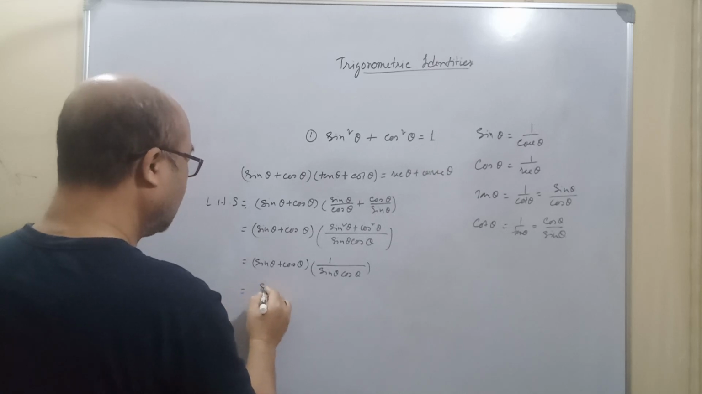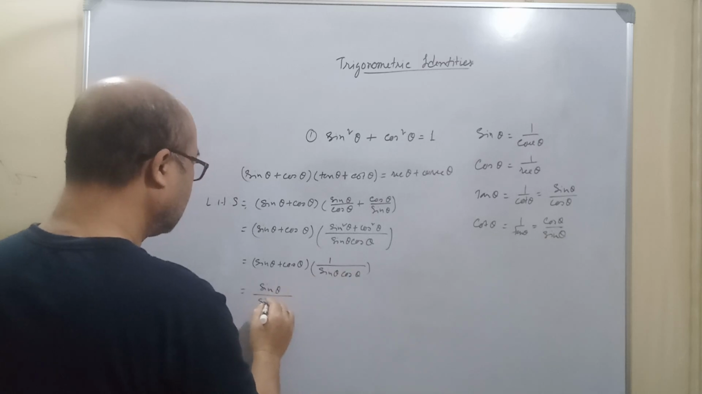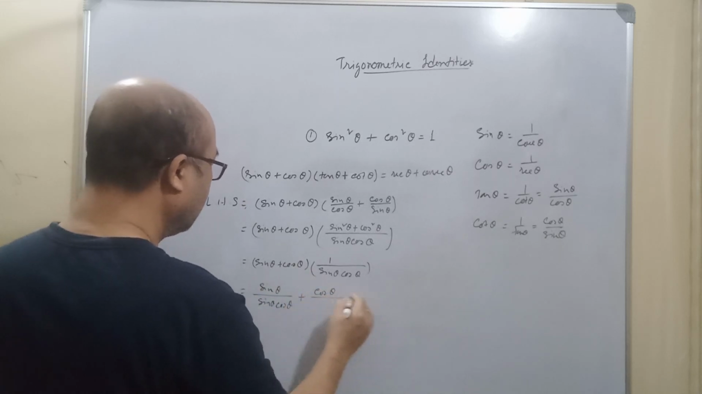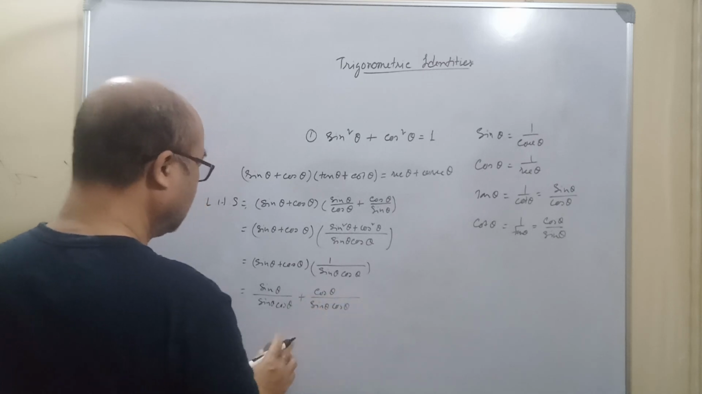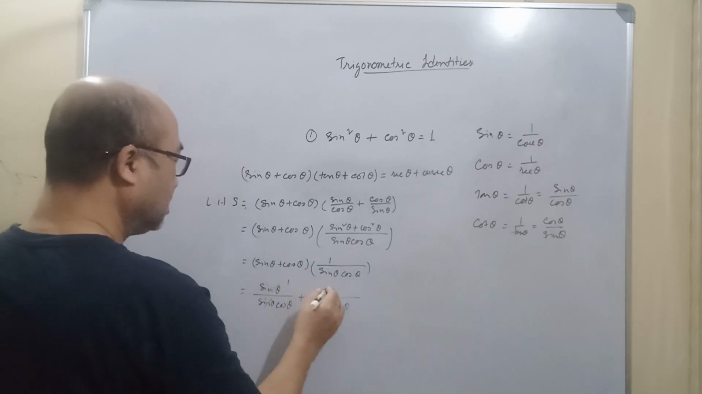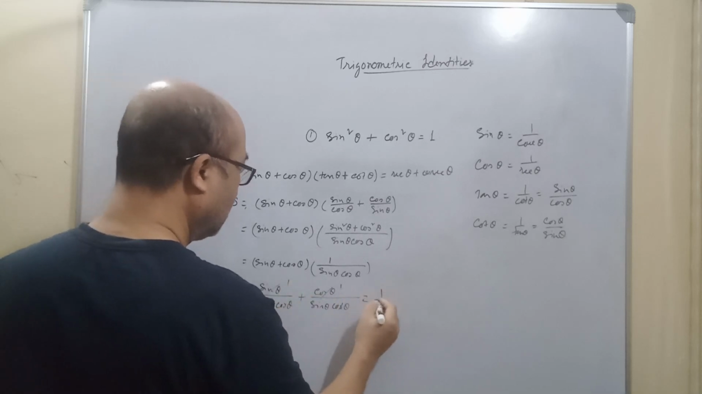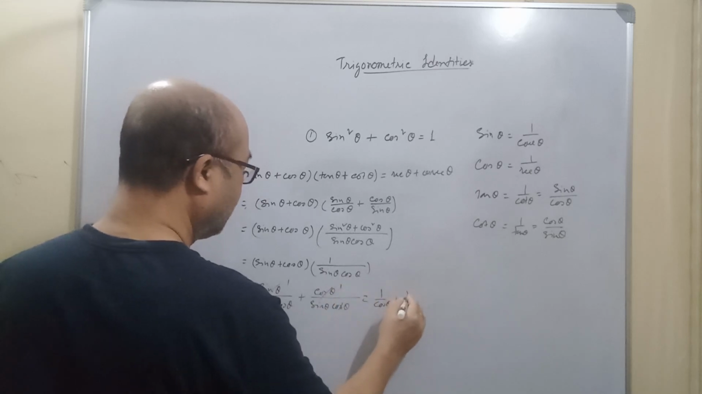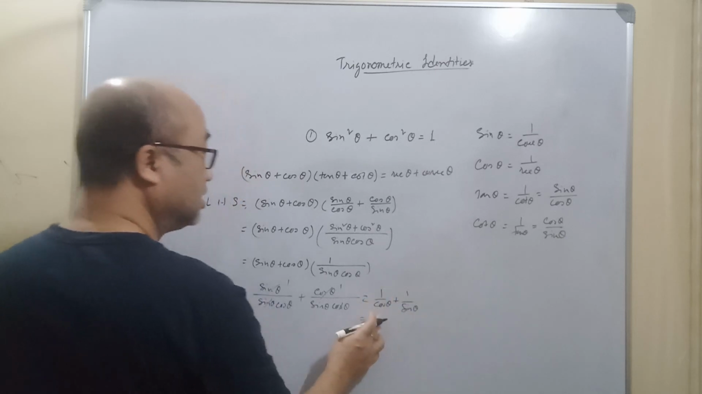So we replace the value here. So the value we get here is sin θ divided by sin θ cos θ plus cos θ divided by sin θ cos θ, right? Which is equal to 1 by cos θ plus 1 by sin θ.